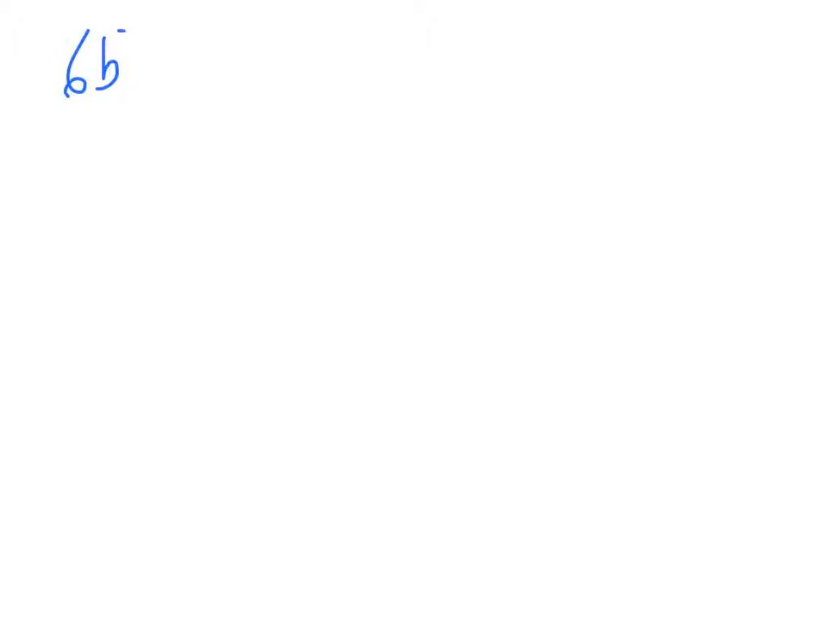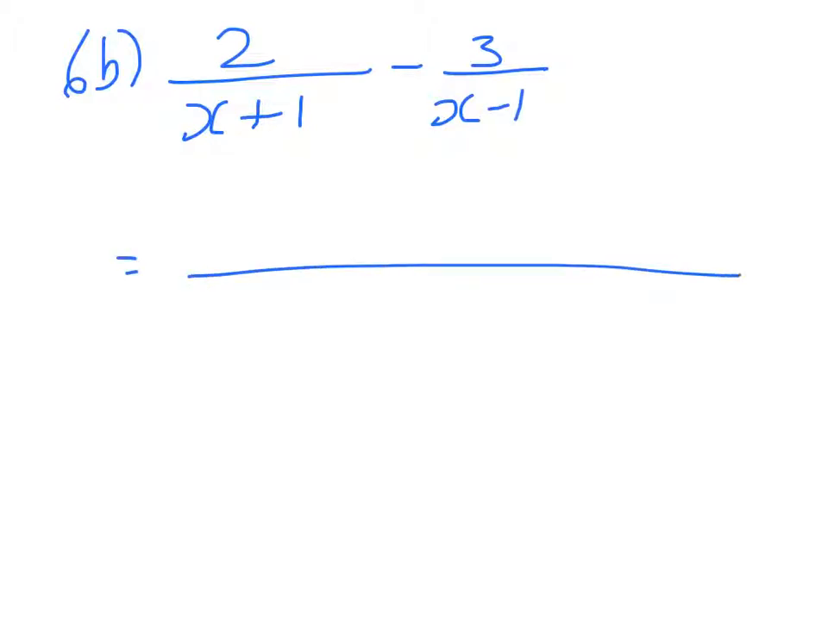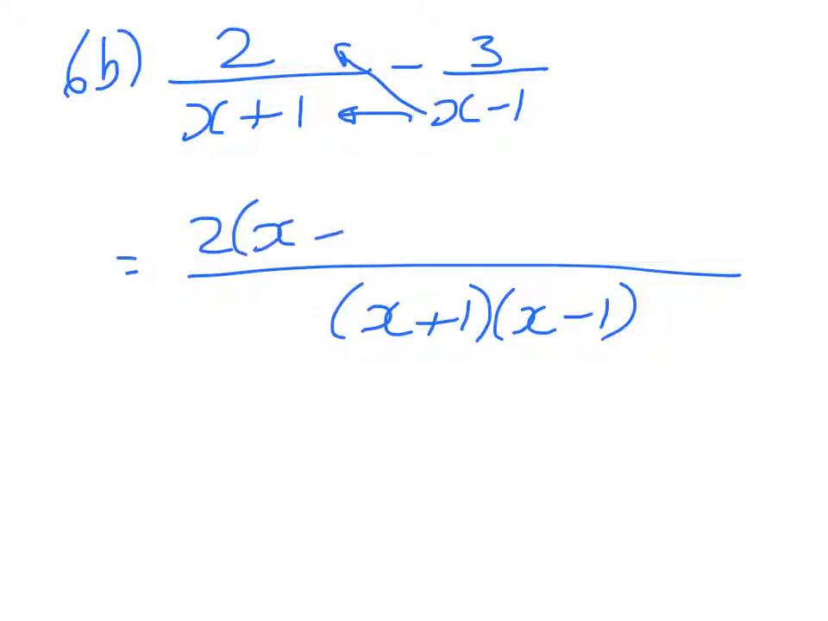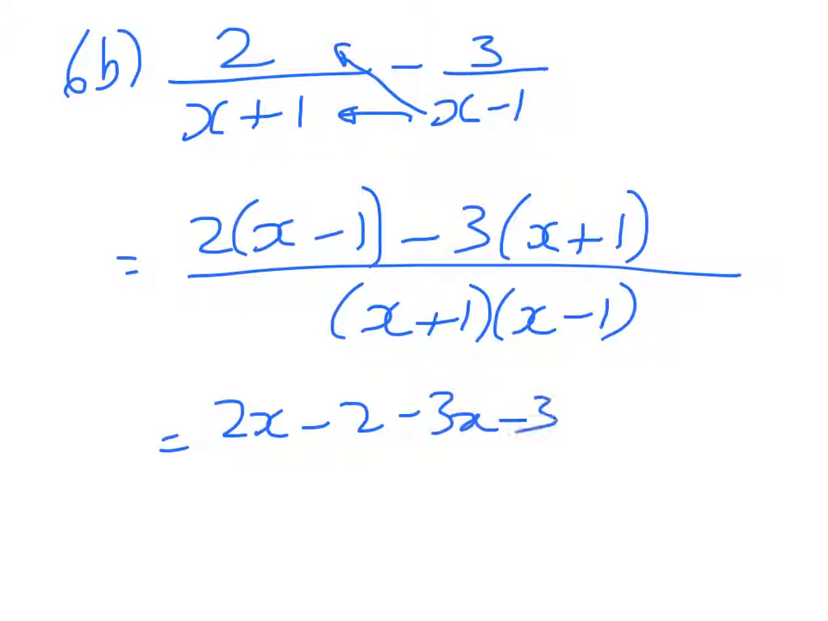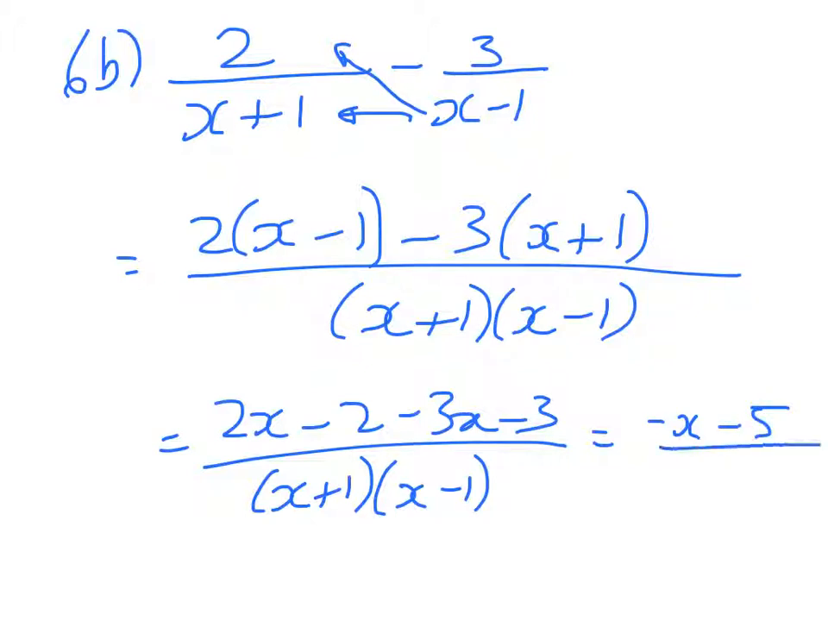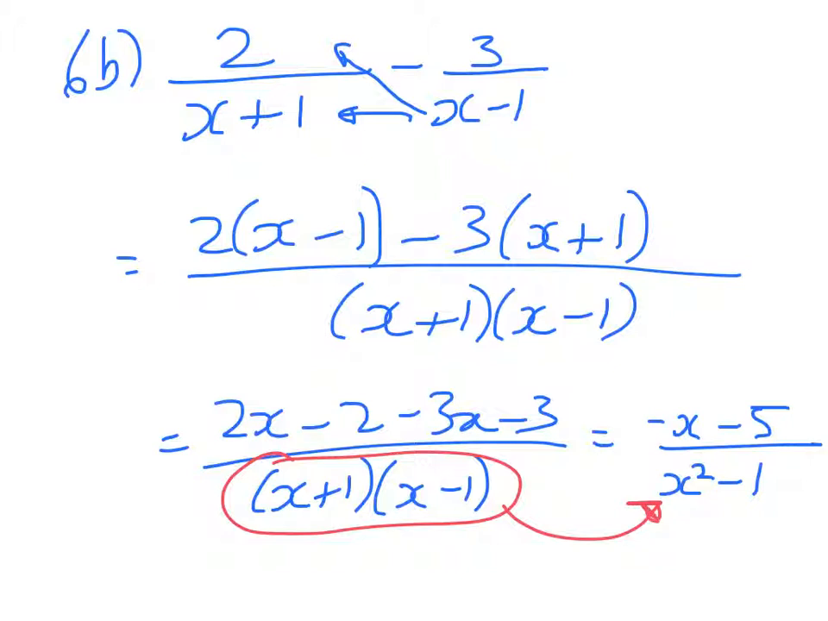Right, 6b is a simplifying fraction example. So we need to make a common denominator, which will be (x plus 1)(x minus 1), and we're multiplying top and bottom by x minus 1, which you might call cross-multiplying, and then the same thing for the second part of the fraction. So that equals 2x minus 2 minus 3x minus 3 over, fine to leave the bottom as it is for now, and that equals negative x minus 5 over, well, you could leave it like that, but I think I'd prefer to see it as x squared minus 1. Okay, but you're probably okay also to leave it factorised.